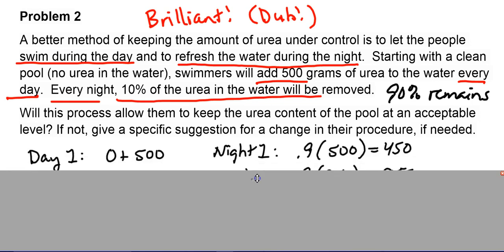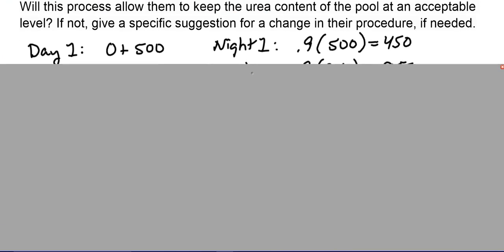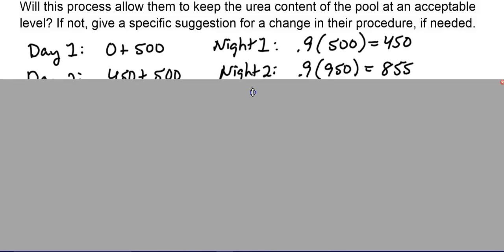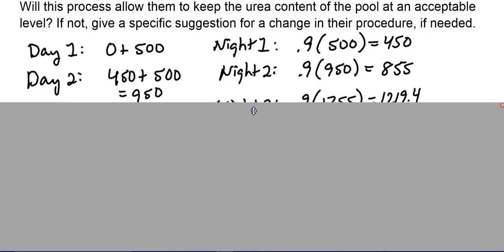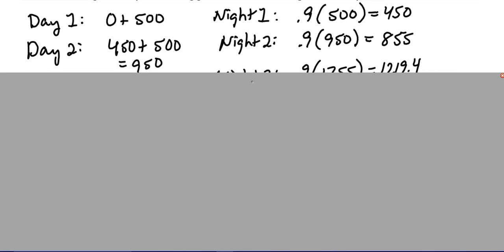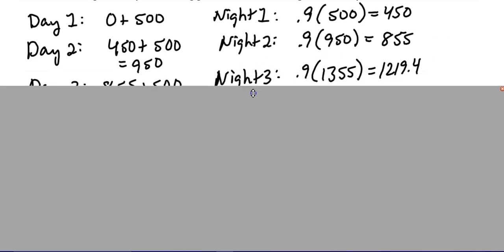So once again, let's investigate. Day 1, 500 grams of urea is added to the pool. Night 1, 10% is removed, so 90% remains. So we have 450 to start out the next day. The next day, 500 is added for a total of 950. Night 2, we remove 10% of the 950, so 90% of the 950 remains. That's 855. And you're thinking, uh-oh, we still have the same problem. It keeps going up. But let's investigate a little further.